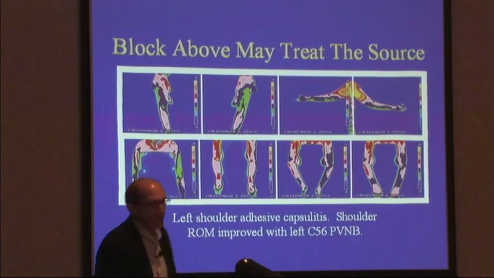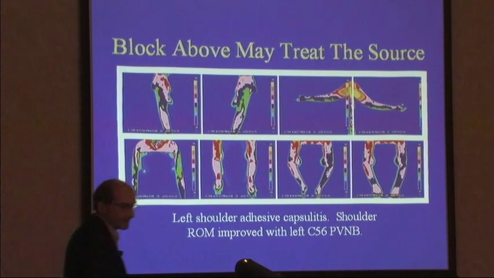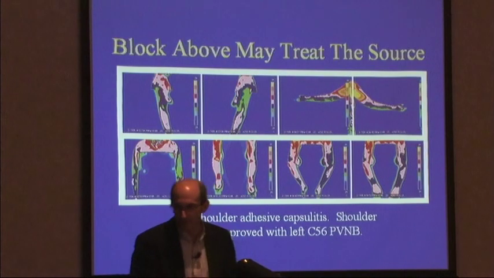And you may find that blocking above, in fact, does treat the source. So here's an individual that had adhesive capsulitis, frozen shoulder syndrome. We did the thermal imaging, have an asymmetry pattern of C5-6 distribution. A C5-6 paravertebral block provided full shoulder range of motion.